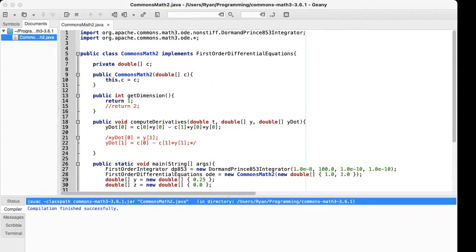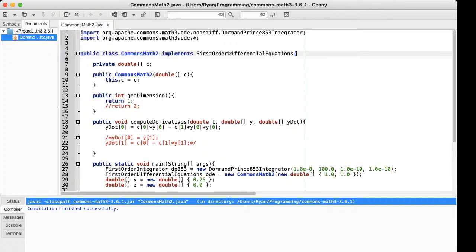I wrote a class. It's called CommonsMath2, and it's going to be implementing, remember that's an interface. Whenever you see implements, it means that's an interface. FirstOrderDifferentialEquations.